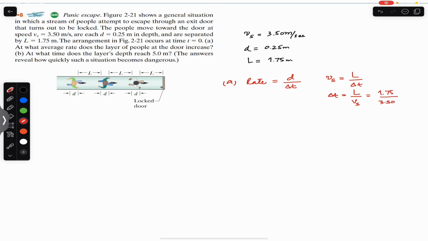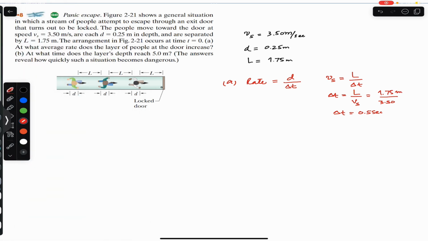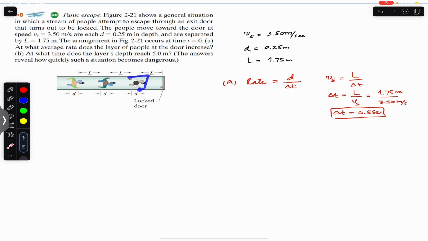So 1.75 divided by 3.5 is 0.5. So delta t is equal to 0.5 second. L is in meters and Vs is in meter per second, so we will get the unit of second. So this body will take 0.50 second to reach this door.